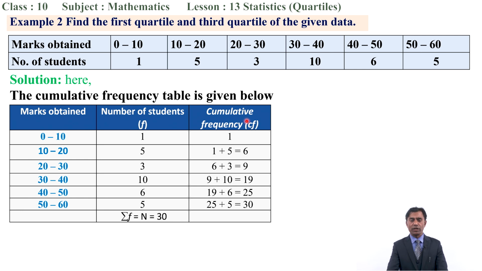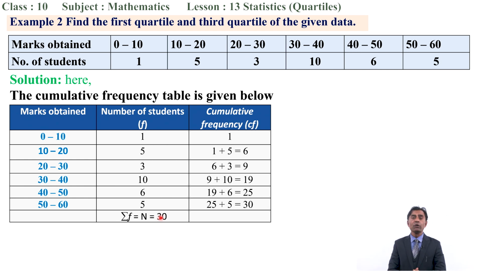Now cumulative frequency: the first value remains the same, 1. Then 1 plus 5, 6. Addition, 6 plus 3, 9. 9 plus 10, 19. 19 plus 6, 25. 25 plus 5, 30. So the last value of the cumulative frequency (CF) column becomes the total of the frequency. That is called n. So summation of f is equal to n is equal to 30.